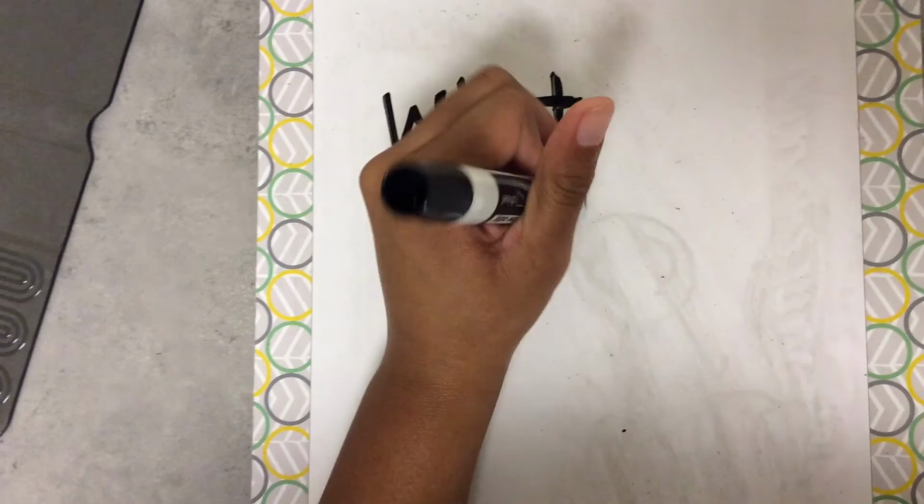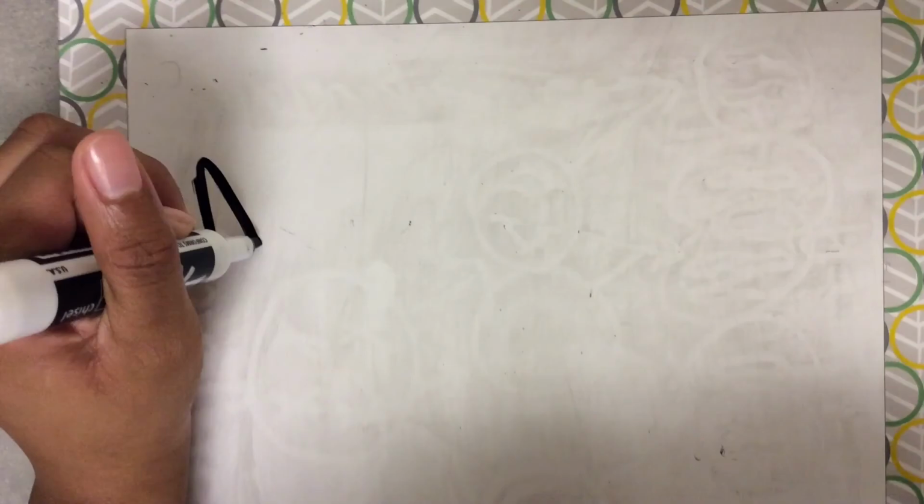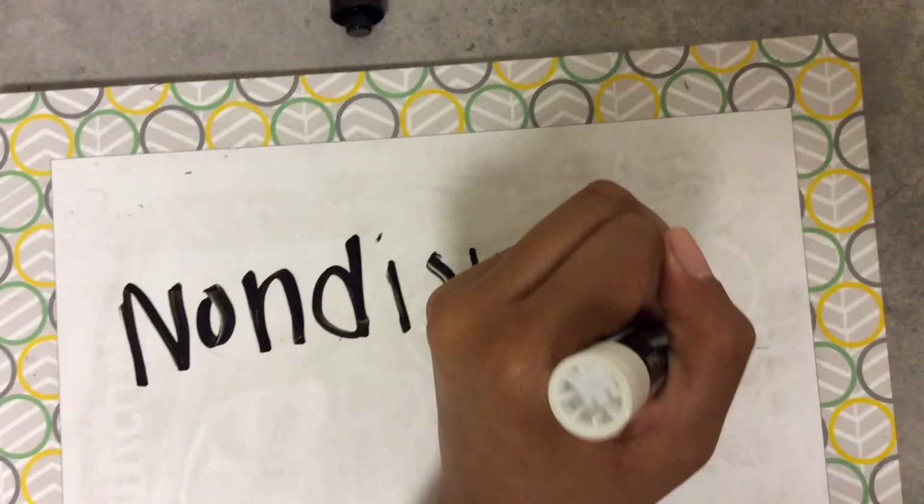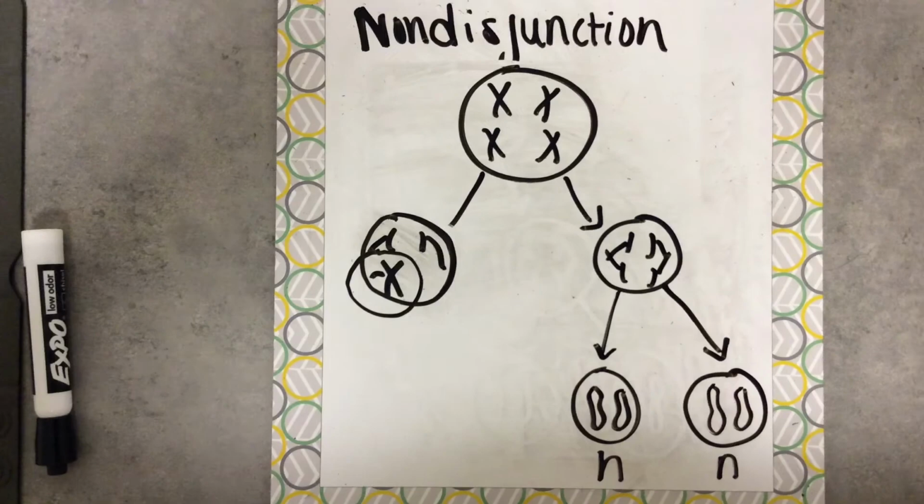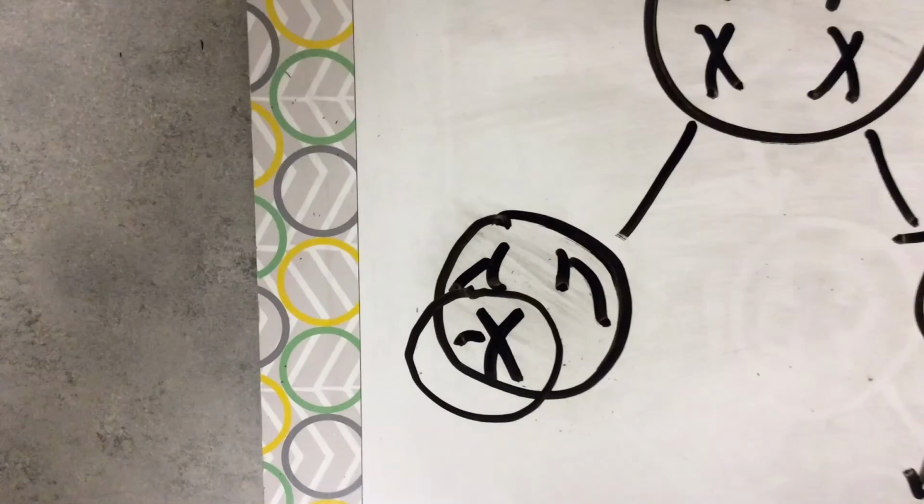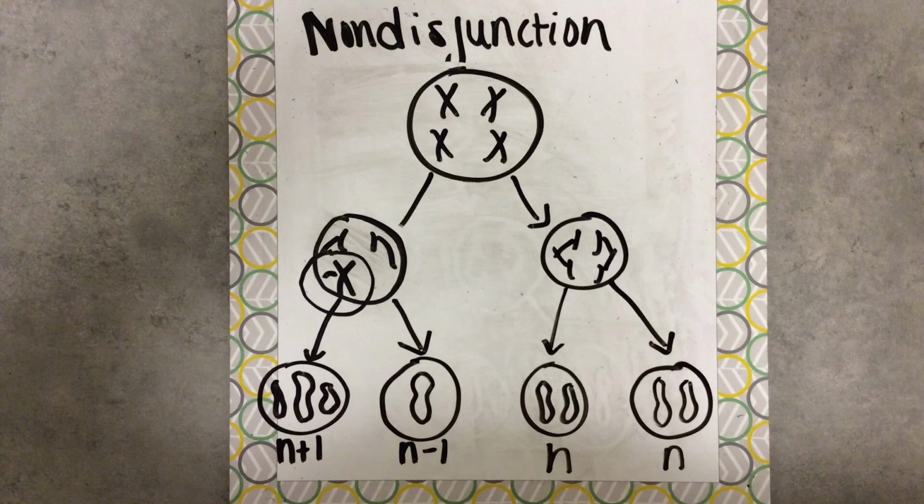Well, what happens in meiosis? A common type of mutation in meiosis is non-disjunction. In non-disjunction, pairs of homologous chromosomes do not separate normally during meiosis. As a result, one gamete receives 2 of the same type of chromosomes and another gamete receives no copy.